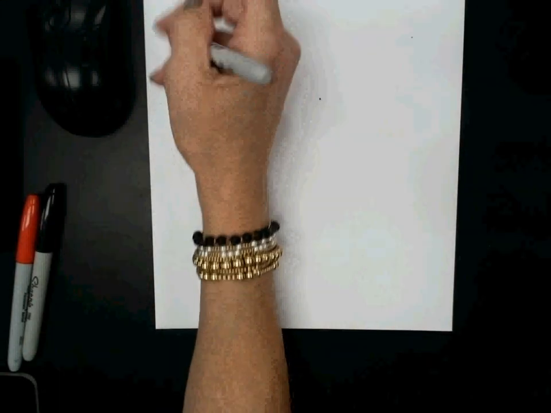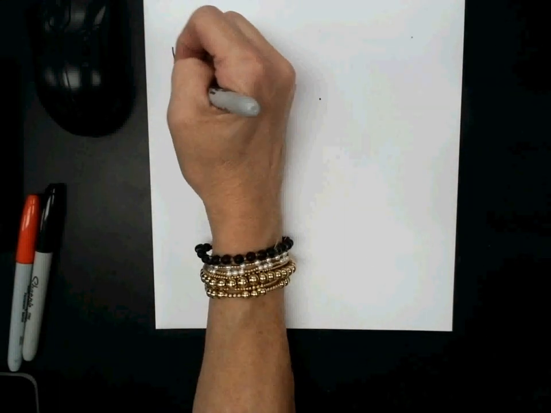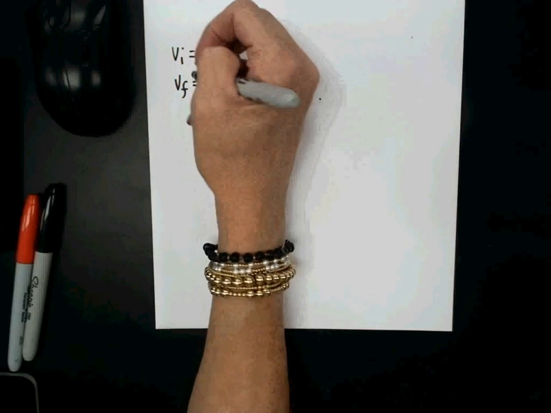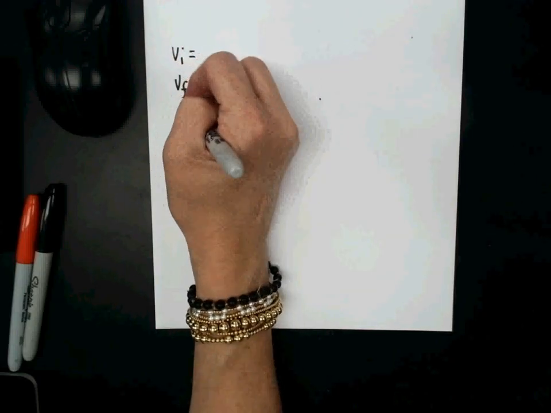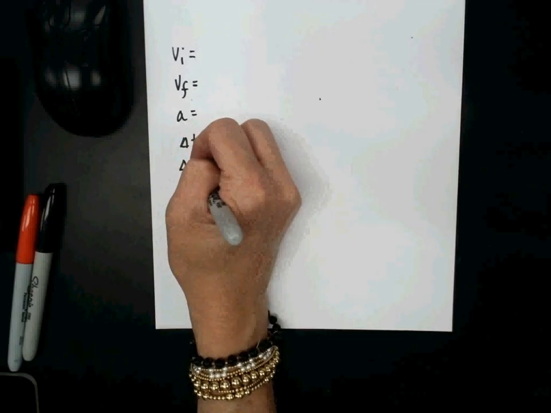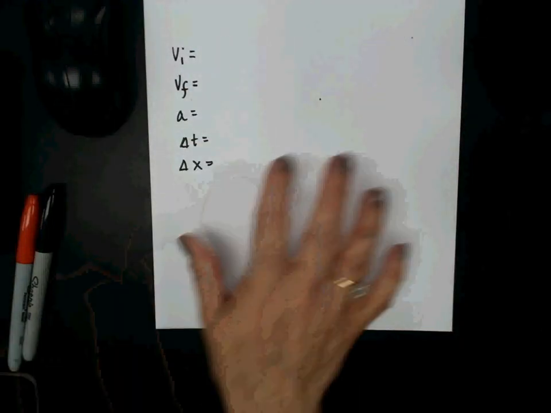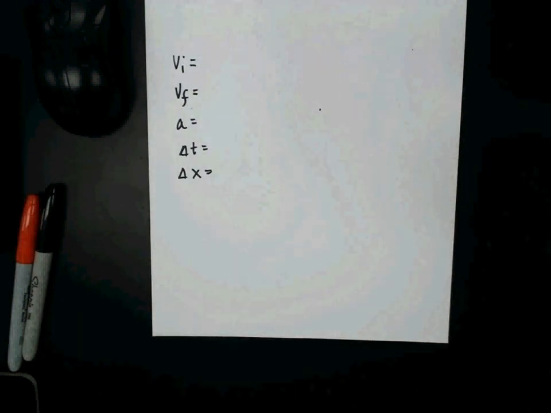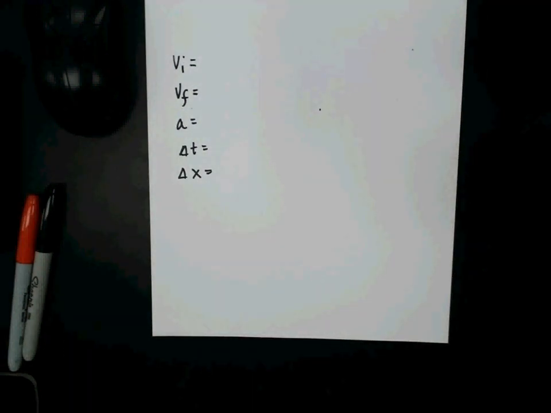So given that information, I want you to find the following variables. See what you can find. Let's do VI, VF, A, delta T, and delta X. See what you've got in that problem and then just stop for a minute.